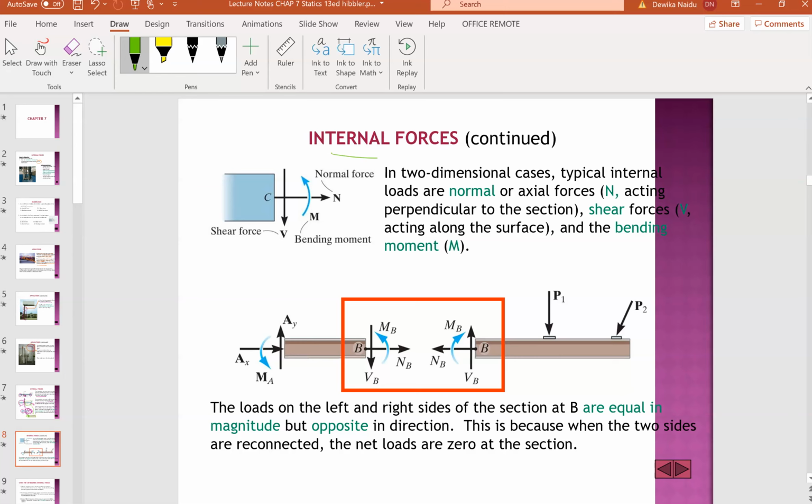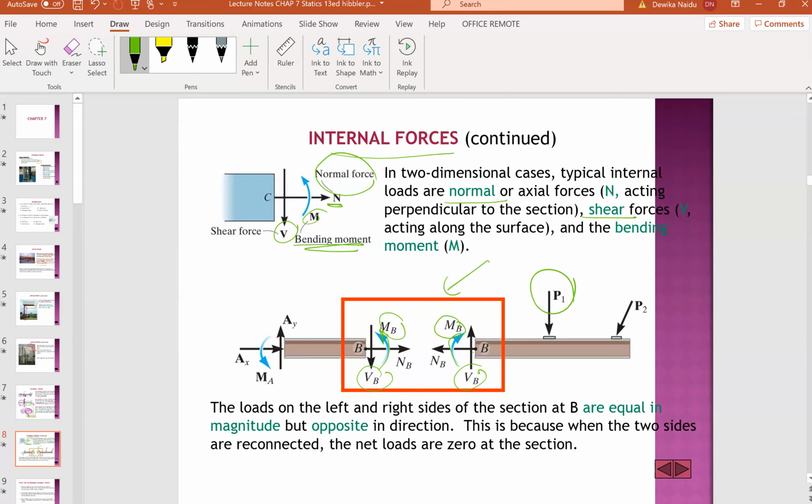So what are internal forces? They are made of normal forces and shear forces. V is the shear force, N is the normal force, and then we have the bending moment, M. When you join them, you don't see the internal forces because they cancel each other. So that's why you see V down, V up, MB to the right, MB to the left, and the moment. One is clockwise, one is anti-clockwise. When you join them, you don't see any of them.